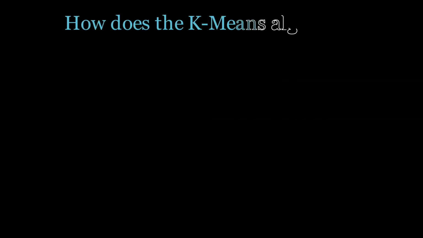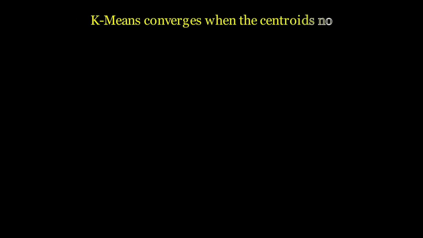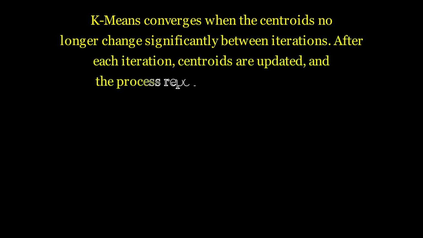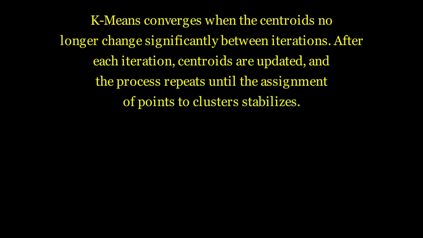How does the K-means algorithm converge? K-means converges when the centroids no longer change significantly between iterations. After each iteration, centroids are updated and the process repeats until the assignment of points to clusters stabilizes.